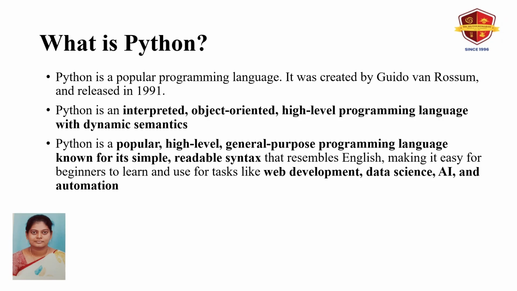Python is a popular programming language. It was released in 1991, created by Guido van Rossum. It is an interpreted, object-oriented, high-level programming language with dynamic semantics. So high-level programming language, in the sense, can be easily understood, read and written by human beings. So that is the meaning of high-level programming language.